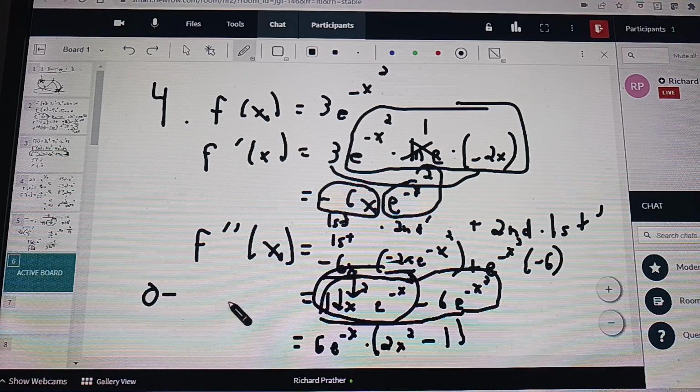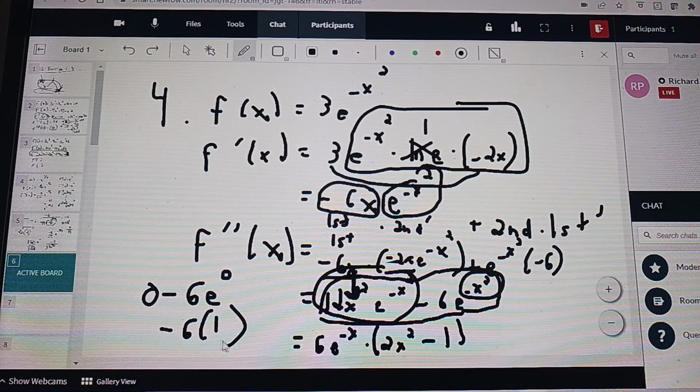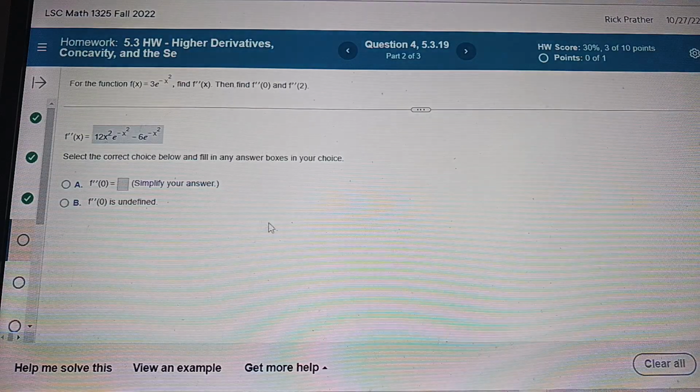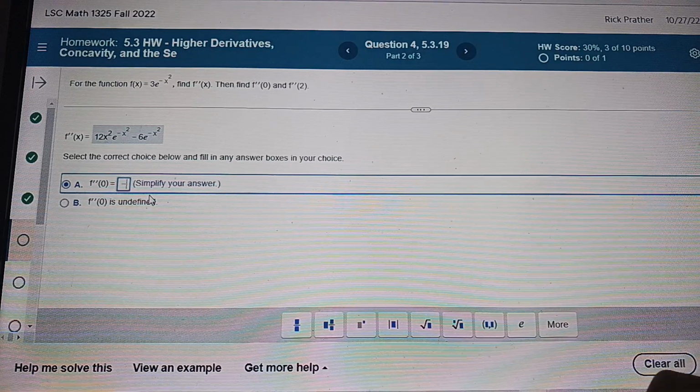But on this negative 6e to the 0, it's e to the 0. It's not times 0, it's to the 0. Over here it's times 0, but in this part it's not. So anything to the 0 power is 1. And I can drop the front 0 because 0 minus anything is the anything. Negative 6 times 1 is negative 6. So just because you're plugging 0 in doesn't make all the parts disappear and go to 0, or even become undefined necessarily.